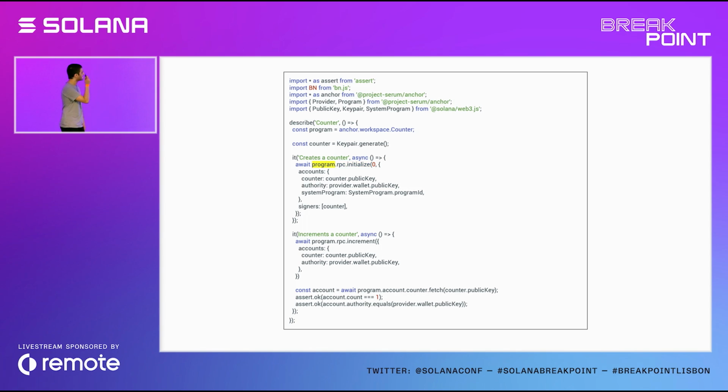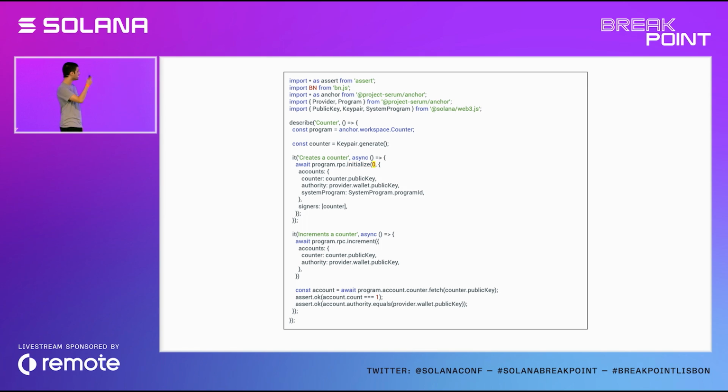There's a couple things here. We have the program, which is the client. We have this RPC thing, which we call namespaces inside of the client. There's a couple of them. But the RPC namespace effectively allows you to sign a transaction and send it to the cluster. And on that namespace, you have a bunch of functions that correspond one-to-one to the instructions inside of your program. So here we have the initialize instruction, and we just invoke it like a normal function call.